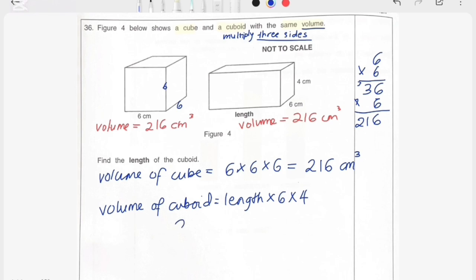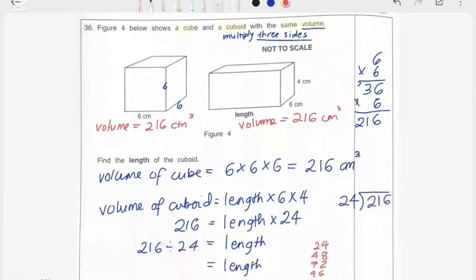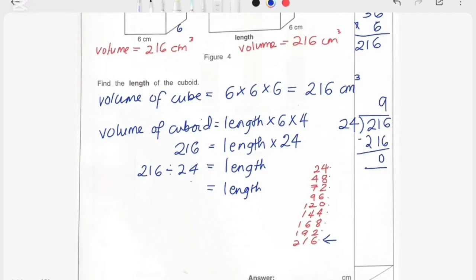We know the volume of the cuboid is 216, so let's plug it into the formula. 216 is equal to length times 6 times 4, which is 24. Now let's leave length alone on one side, so it is going to equal something. We need to move times 24 to the other side. So times 24, if you move it to the other side, it's going to become 216 divided by 24. So dividing 216 by 24, length is equal to 9.